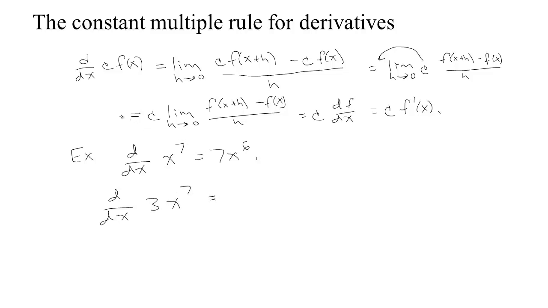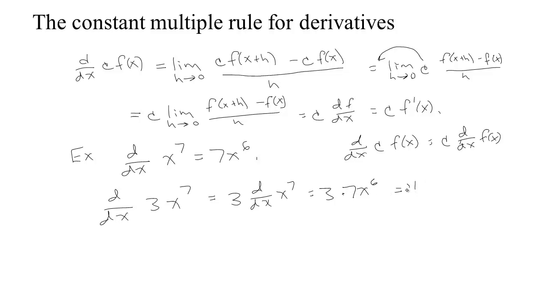Well, according to this rule that we've just found, when you take the derivative of a constant times a function, you get the constant times the derivative of that function. So if we want to take the derivative of a constant times x to the 7th, according to that rule, that would be the same as 3 times the derivative of x to the 7th. And we know that the derivative of x to the 7th is 7x to the 6th, because that's a simple power. Now 3 times 7 is 21, so we get 21x to the 6th as the answer.